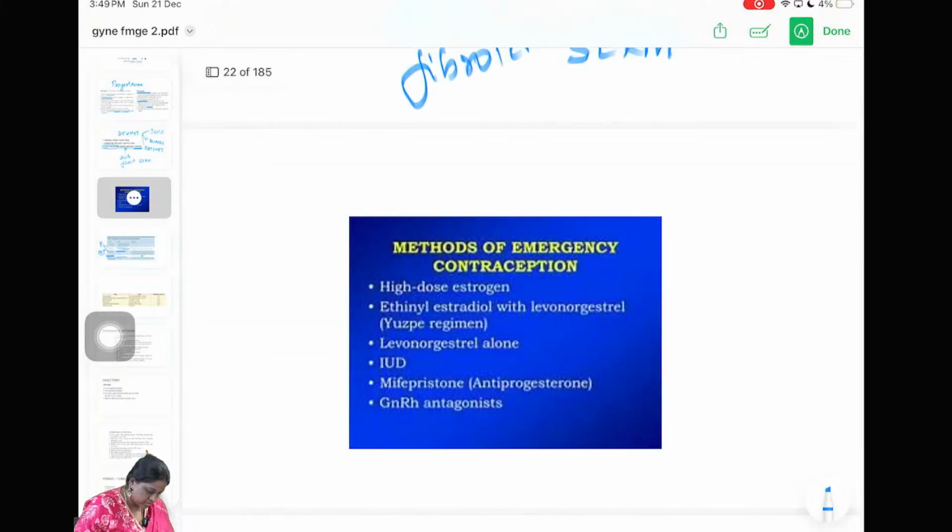And then what are the other drugs you see here? Mifepristone. See, mifepristone is another agent that can be given. And IUD, that is IUCD. IUCD can also be put. It can be given even up to 1 week also.